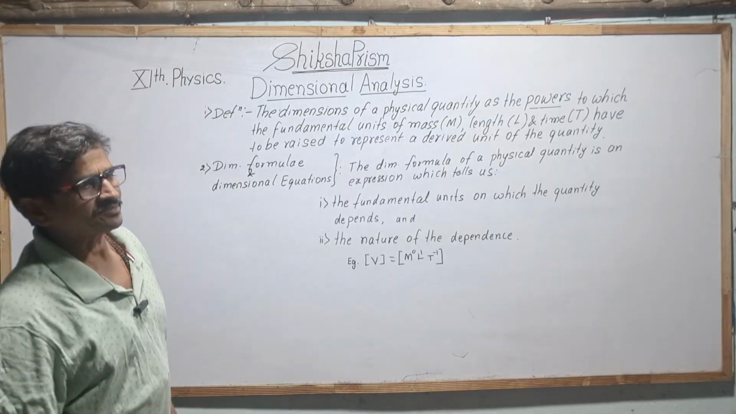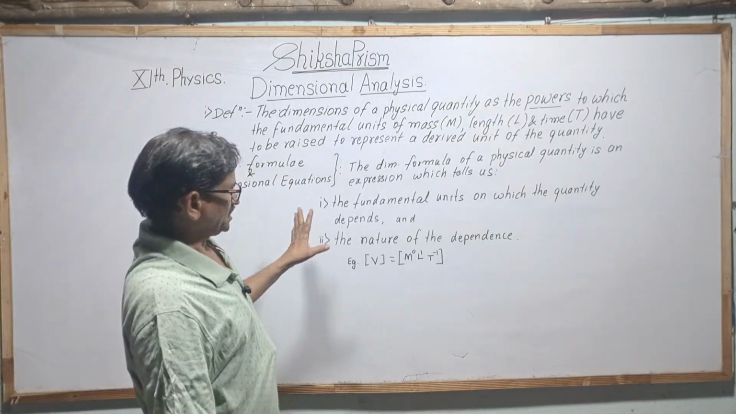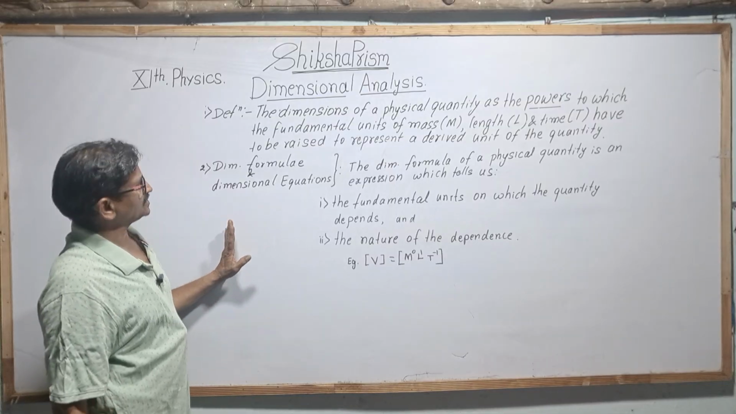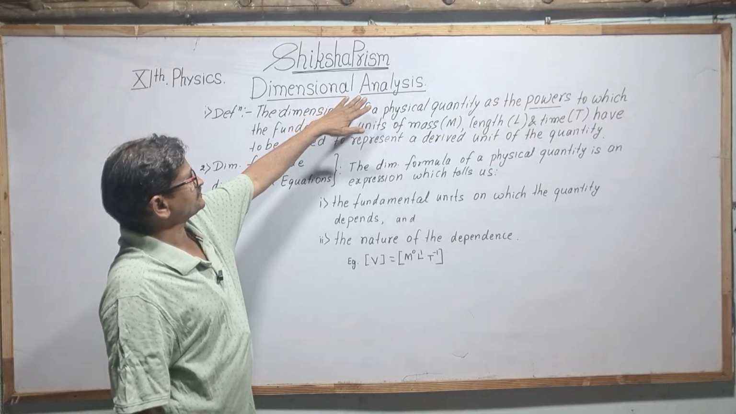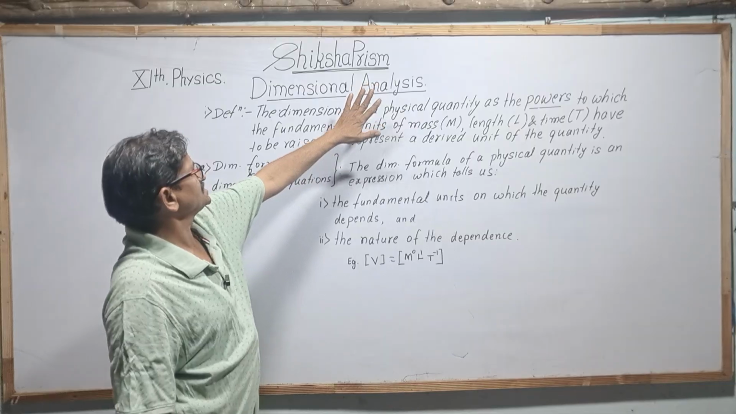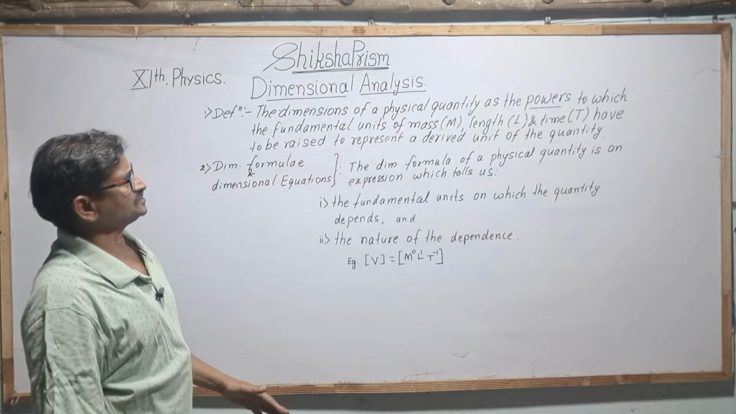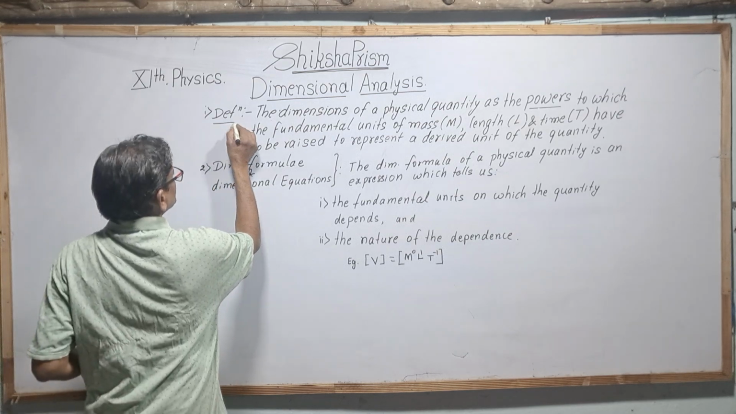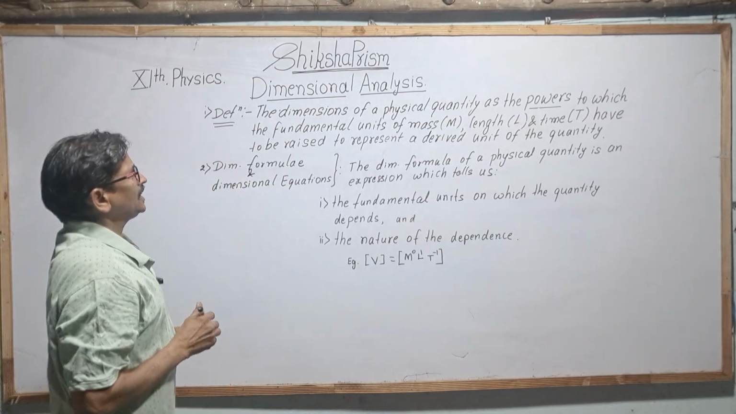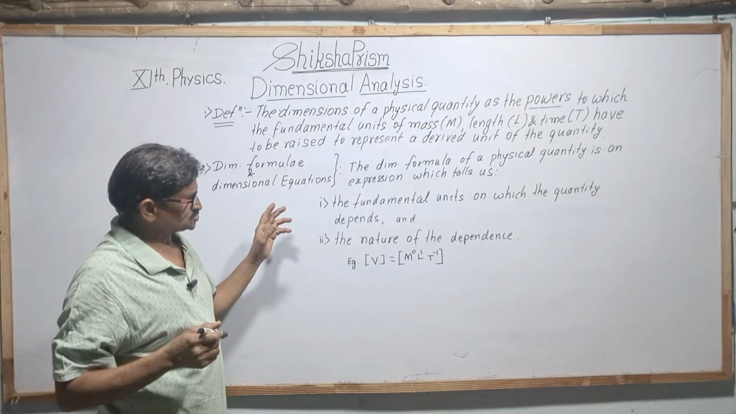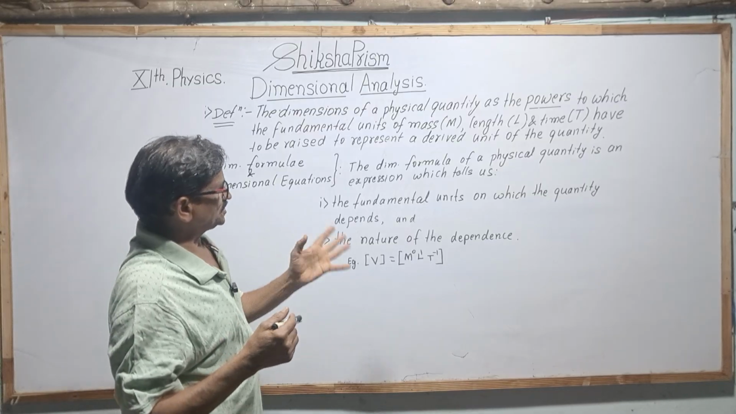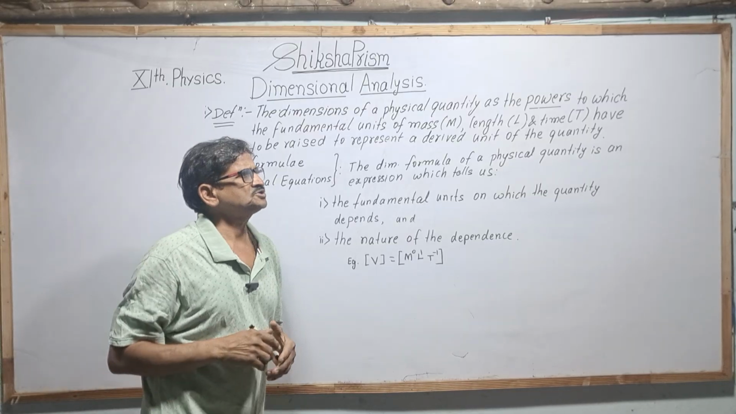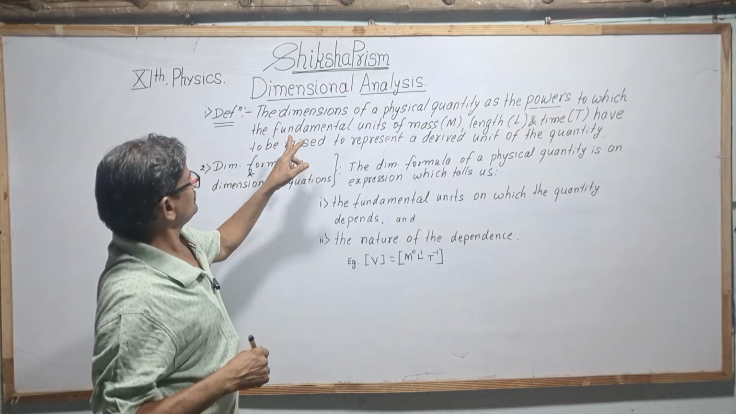What does dimension analysis tell us? To save time, I have already written it here. First of all, dimension formula analysis, what is the definition? First of all, you see the definition. What does the definition tell us? I'll read it and you can take these notes, and you can take a screenshot also.